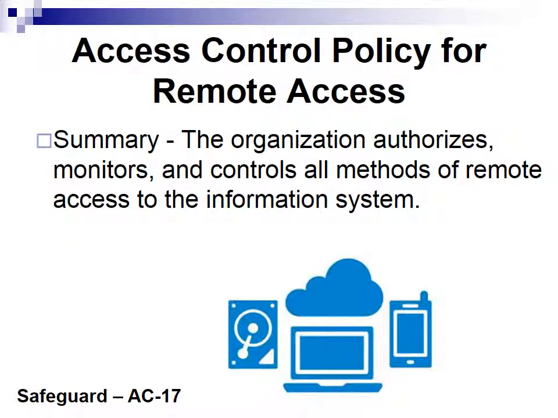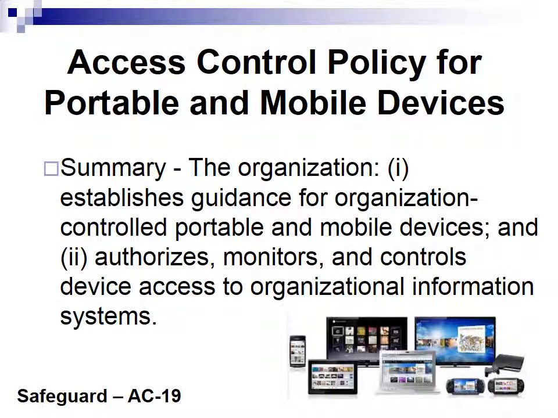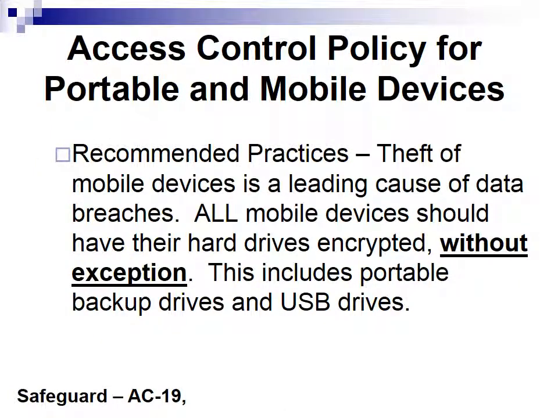AC17 is access control for remote access. Best practice is to allow remote access, if at all, only through secure channels like HTTPS or VPN. All remote access connections should pass through an IDS. The organization needs an access control policy for all portable and mobile devices, from phones to thumb drives. At a minimum, all mobile or portable devices should be encrypted. There should be no exceptions.